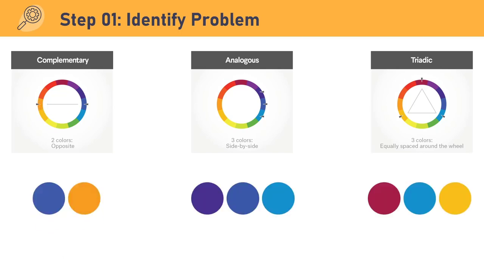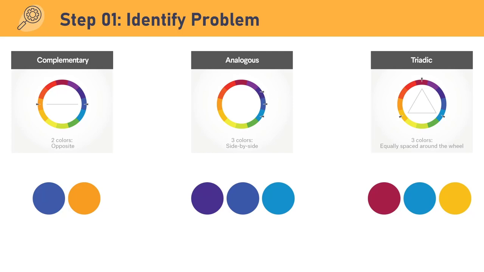Okay, next is an analogous color. Analogous color means side by side colors. Let's say the main color is a dark blue, so the light blue or sky blue is going to be the second, and purple over here will be the third color.